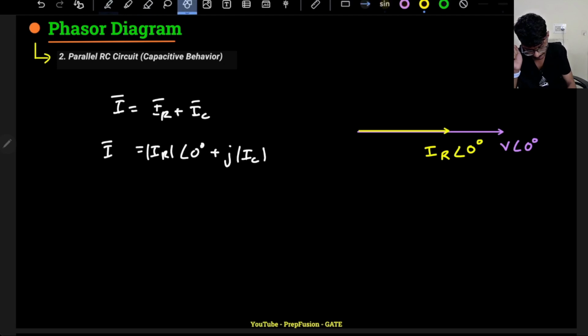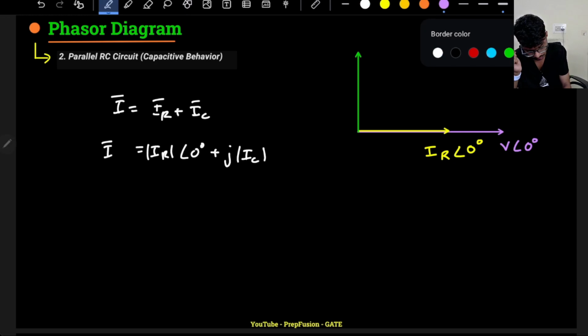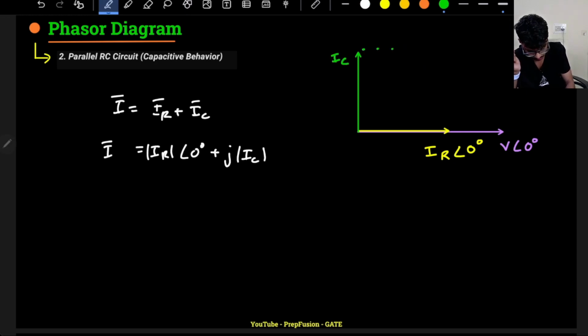The current will obviously be in phase with the voltage for the resistance, but for the capacitance it will be 90 degrees leading the voltage. So IC will be somewhere around here, and it will be something like this. This will be the resultant, basically I.